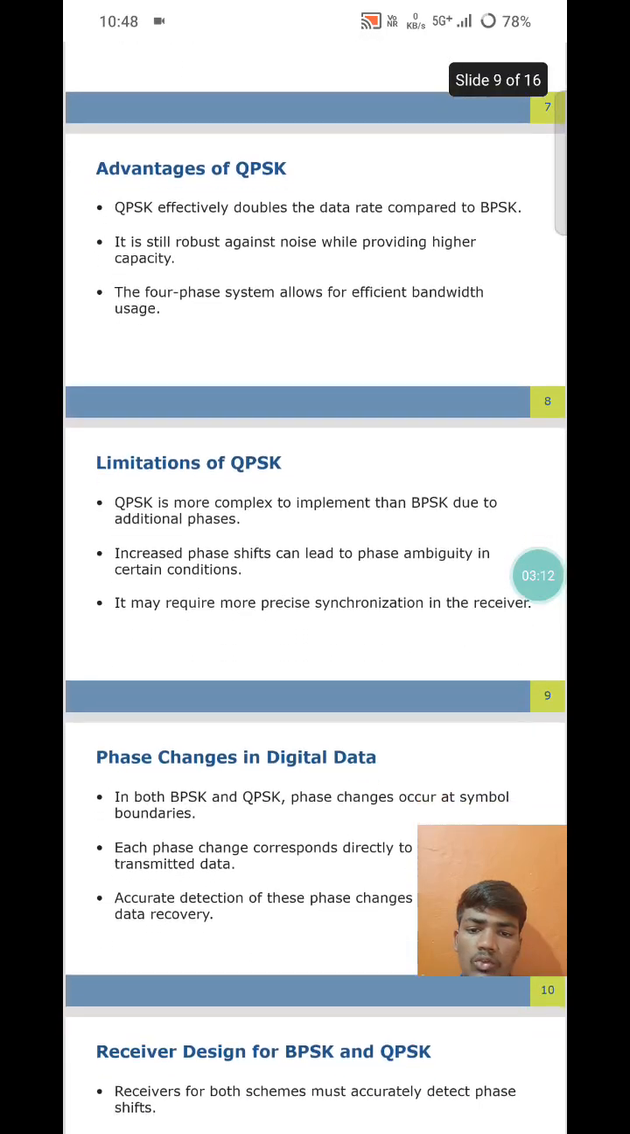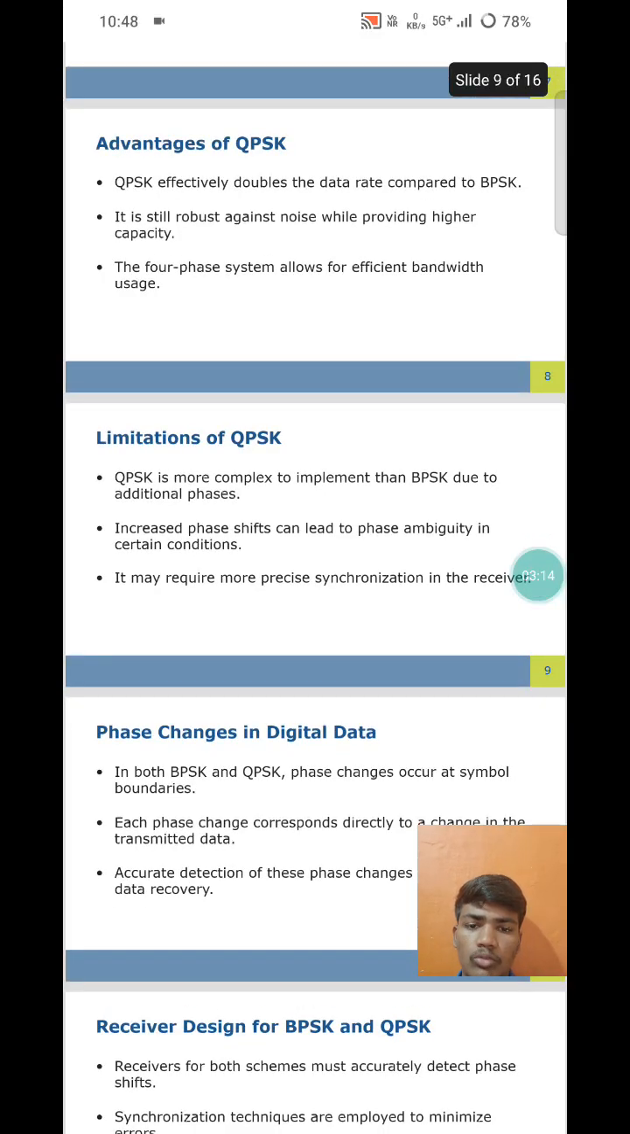And limitations of QPSK. QPSK is more complex to implement than BPSK due to additional phases. Increased phase shifts can lead to phase ambiguity in certain conditions. It may require more precise synchronization in the receiver.